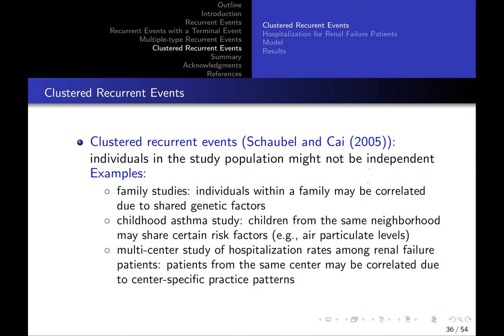You have repeated events within a person, but that person is clustered within certain groups. That clustering could be families, involving individuals within a family who are correlated. Or a childhood asthma study where children from the same neighborhood may share certain risks. The event of interest is asthma attack, but children from some community could be treated as a cluster. You can also have multi-center trials, where you treat the centers as clusters, and they are correlated, so you need to adjust for them, okay?